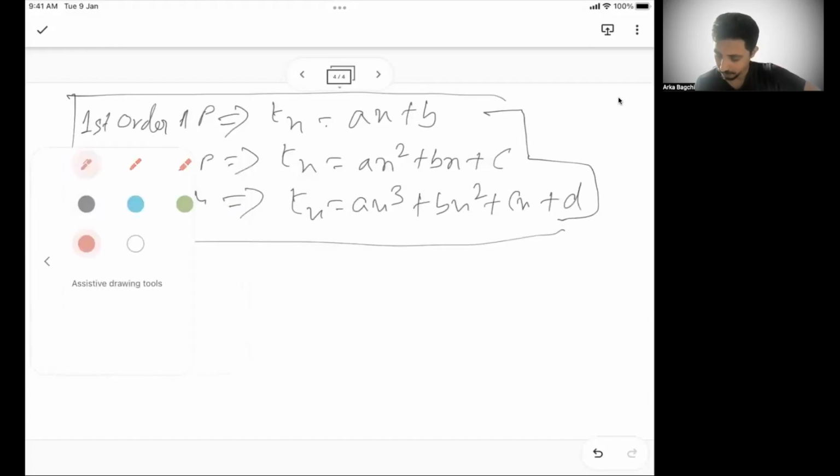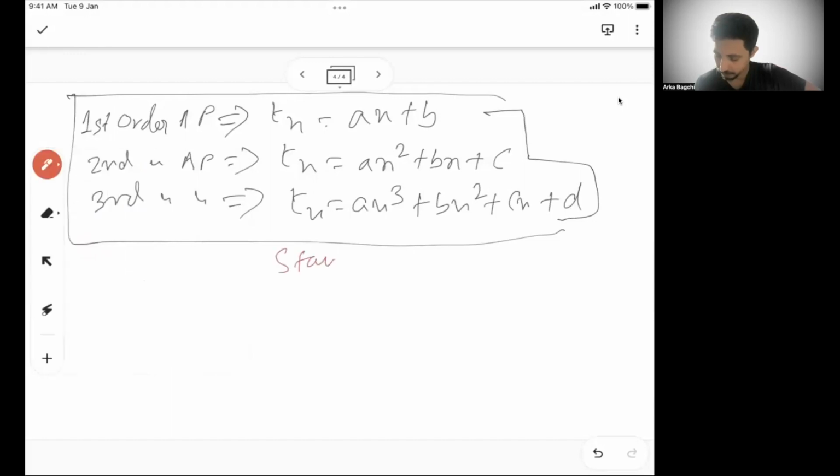This is the standard form of writing a sequence once you identify which order sequence it is. If it is an AP sequence of second order, then you can write this standard form. If you identify an AP sequence of third order, then you have to write this.